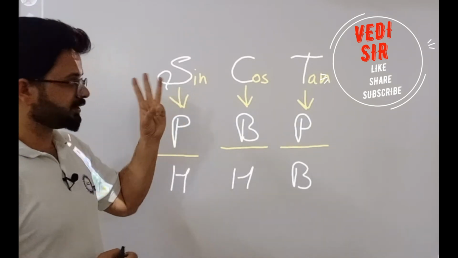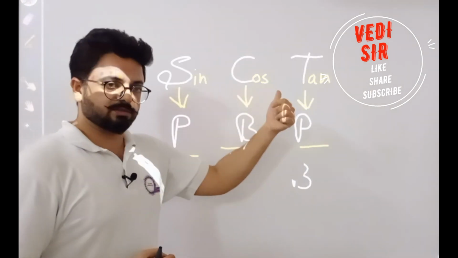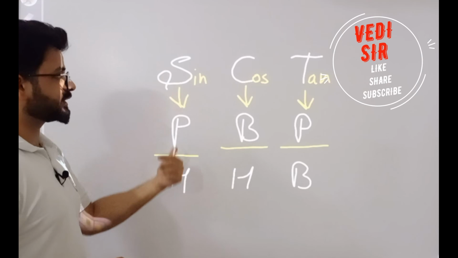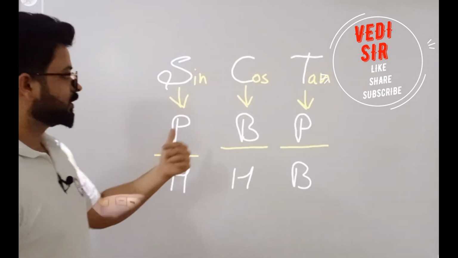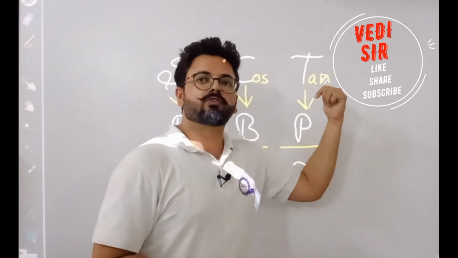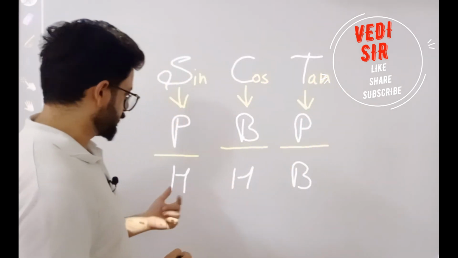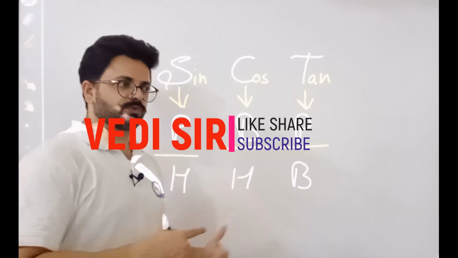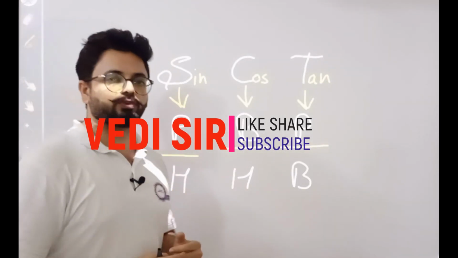Three trigonometric ratios did not come in this. What are they? Cosec is the reciprocal of sine. Sec is the reciprocal of cos. And cot is the reciprocal of tan. For those, no need to write the trick. Afterwards we will write that they are reciprocals of each other.